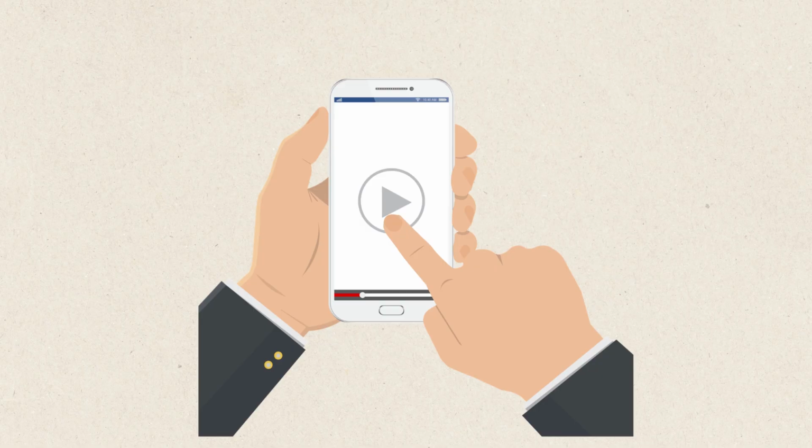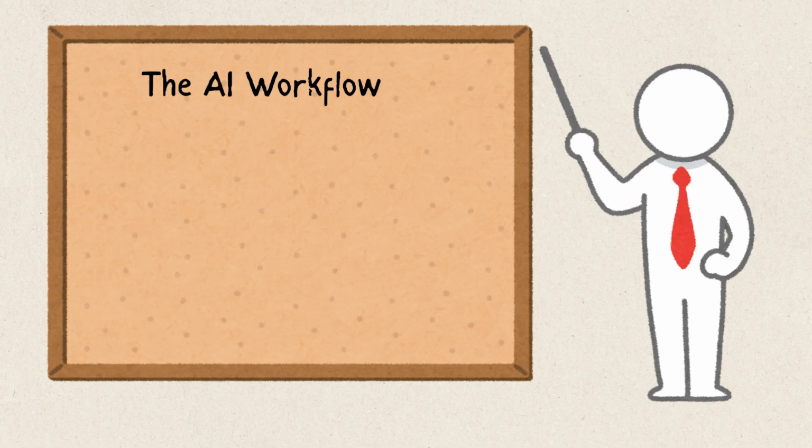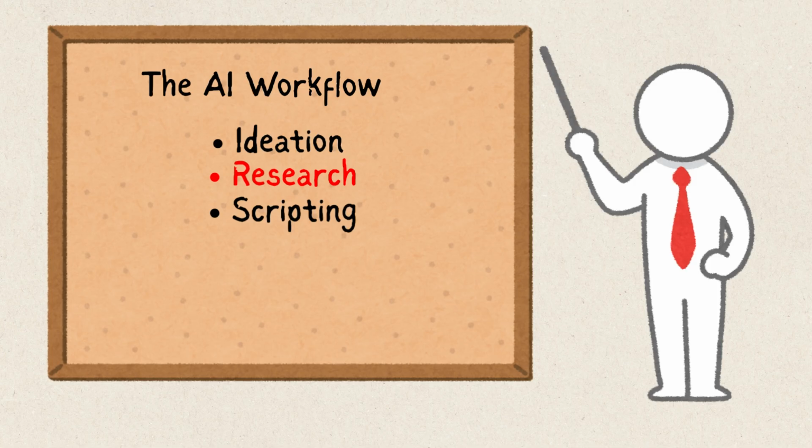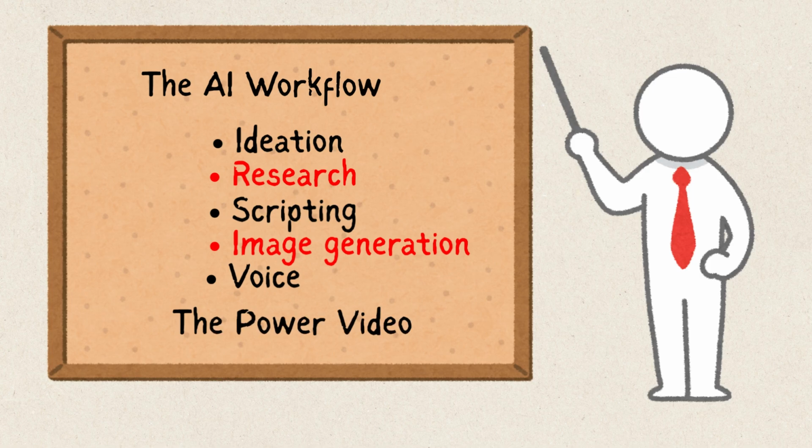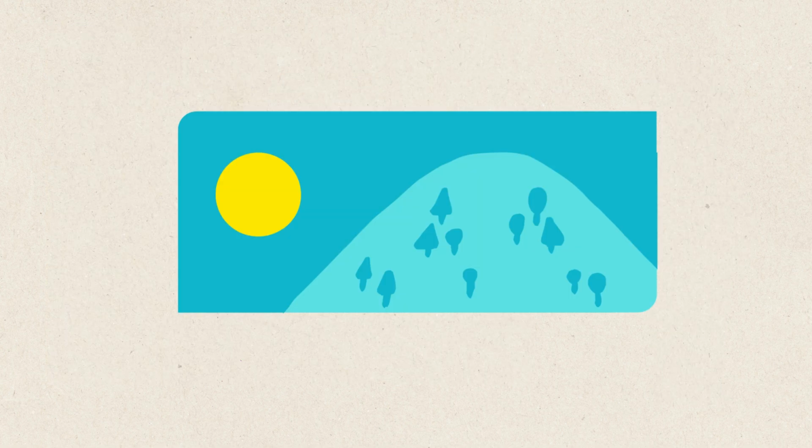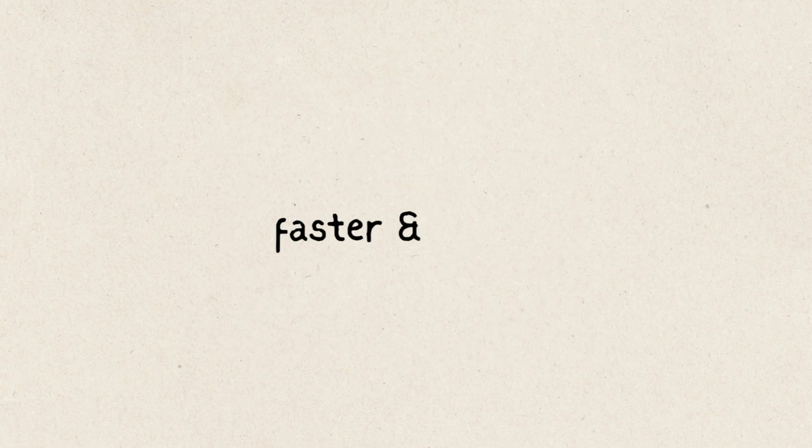So let's quickly review the complete AI workflow. First, you come up with an idea. Then you do a little research. After that, you write your script, create your images, generate or record your voice, combine everything into a video, edit the final result, design an attractive thumbnail, and finally publish your content for everyone to see. Each step becomes faster and easier with the help of AI.